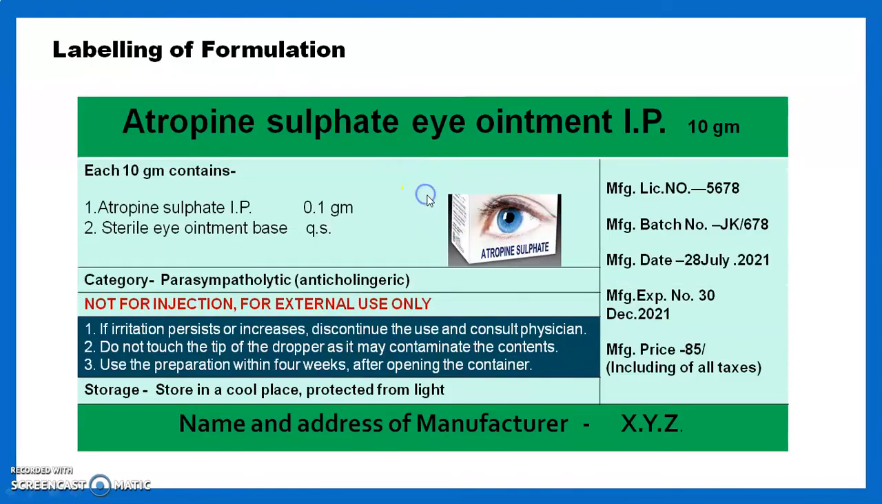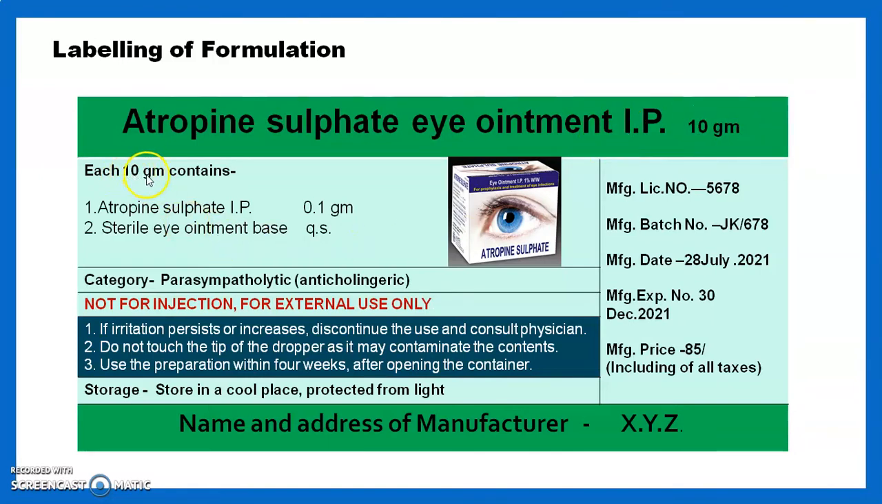Then we go through the next, that is labeling formulation. The label of our preparation should be such that at the top we mention the name of our preparation and its formula, where we take IP, BP, USP. We took the formula from IP, that's why we wrote the name Atropine Sulphate Eye Ointment IP. Then the weight and quantity of our ingredient is mentioned on the upper right-hand side, that is 10 gram.